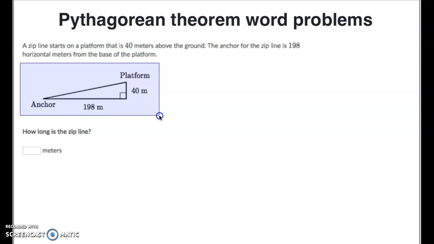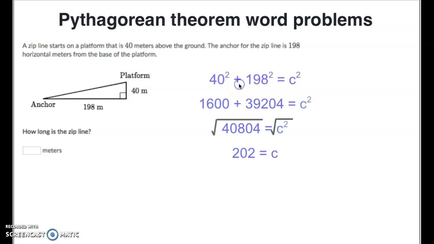If they just gave you this and said, hey, find that third side, you would go, oh, that's easy. I just use the Pythagorean theorem, which by now you're pretty good at. So you would take your A side of 40, your B side of 198. You would square both of those to get these huge numbers, add those two together to get this huge number right here, take the square root of that and you'd go, oh, my C side is 202. So over here you'd just simply type in, my answer is 202, 202 meters.